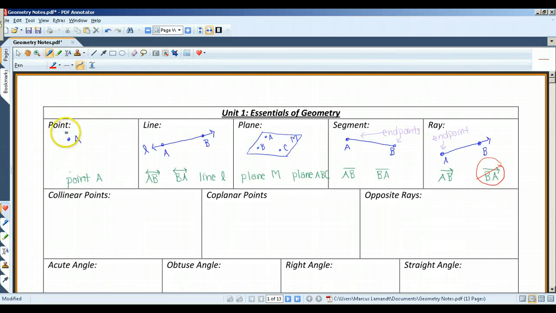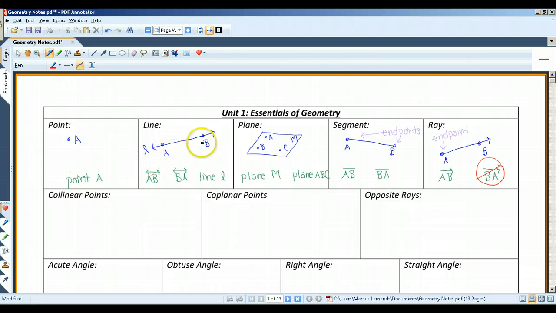In geometry, the words point, line, and plane are undefined terms. Basically, these words do not have formal definitions, but there is an agreement about what they mean. For example, a point has no dimension, and it is represented by a dot. If I were to name this, I would call it point A, or if it was some other letter, I would call it point, whatever letter it was.